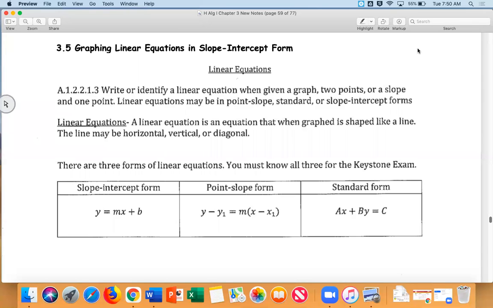All right, so 3.5, graphing linear equations in slope-intercept form. First off, think of them as siblings here, okay? You have slope-intercept form, point-slope form, and standard form. We've already talked about standard form and graphing it.